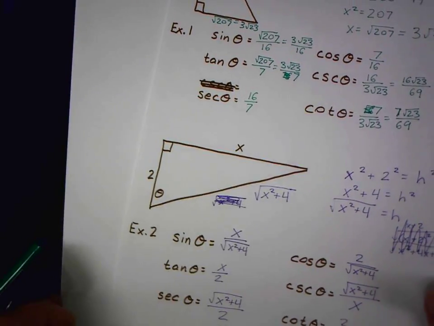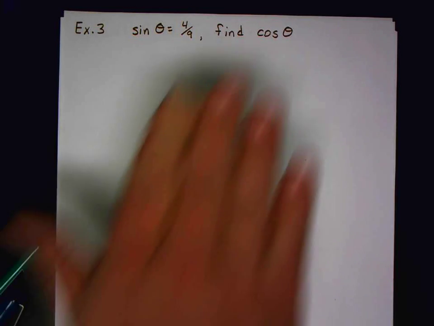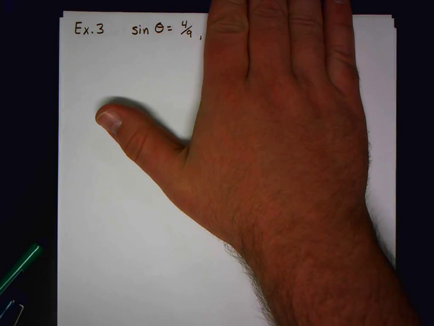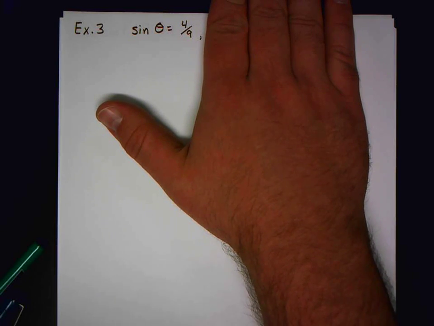Okay, now, all that was well and good. Those were actually the easier problems. This is what your problems are going to look like. You're not going to get a triangle. And I actually simplified this a little bit. You're going to be given this and asked to find the rest of your trig functions. So you're going to be given sine theta equals 4/9. What's the rest of your trig functions?